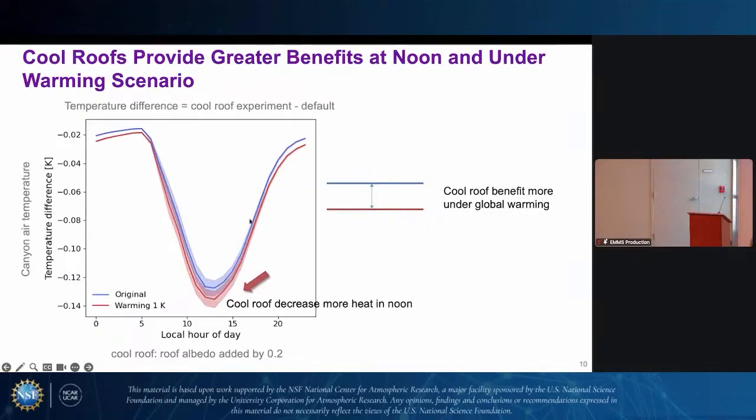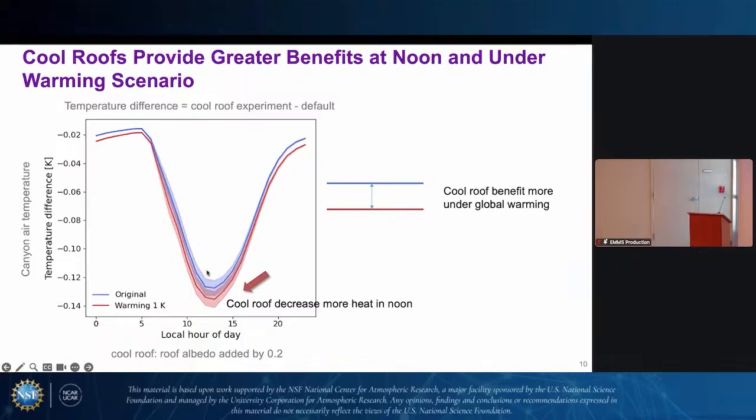And this plot shows how the cool roof will affect the local urban climate, provided by the PyCLMU app. The y-axis is the canyon air temperature difference, which is the cool roof experiment results minus the default experiment. In the cool roof experiments, we increase the roof albedo by 0.2. And then we do these experiments with different scenarios.